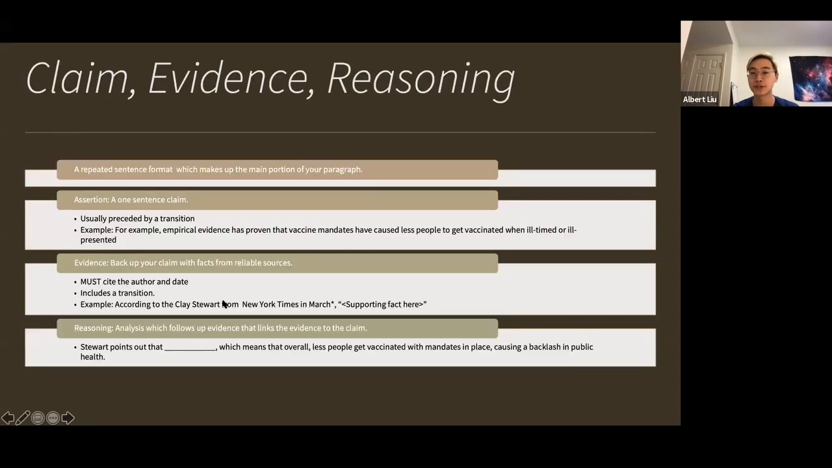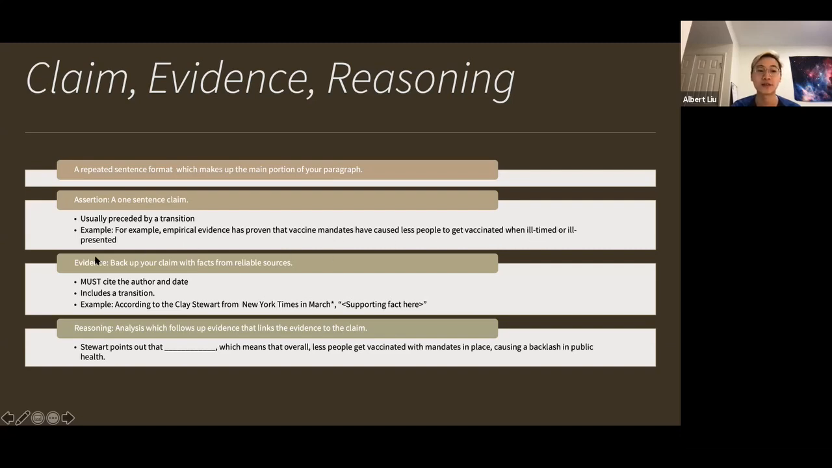Now, the main portion of the paragraph is a claim evidence reasoning format or an assertion evidence reasoning format. And this is really a repeated sentence format, which makes up the main portion of your paragraph. It starts with an assertion, and this is really a one sentence claim. You're just asserting your position on a certain topic, and it's once again usually preceded by a transition. So, for example, ironically, this transition is for example. So, for example, empirical evidence has proven that vaccine mandates have caused less people to get vaccinated when ill timed or ill presented.